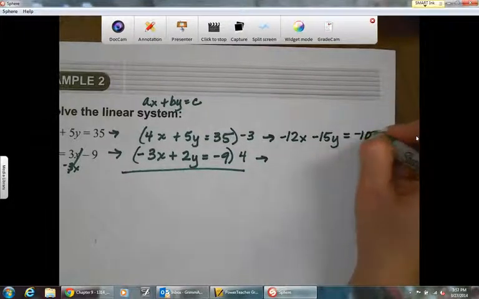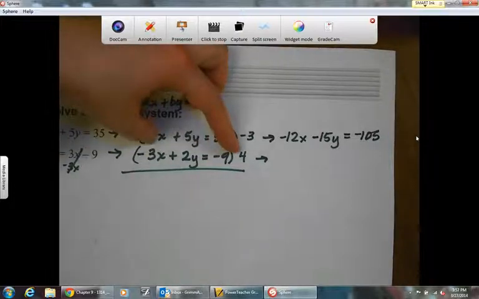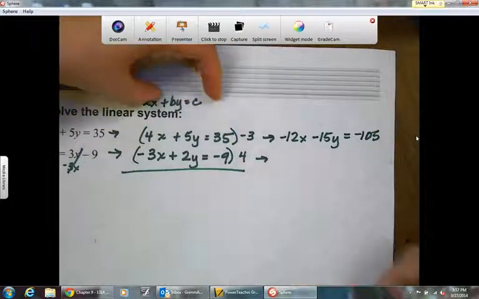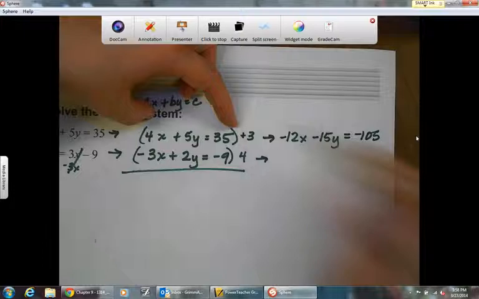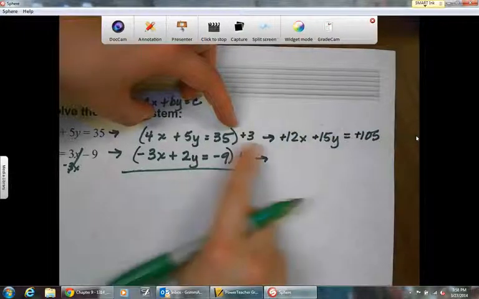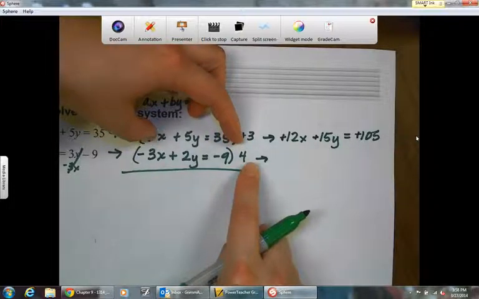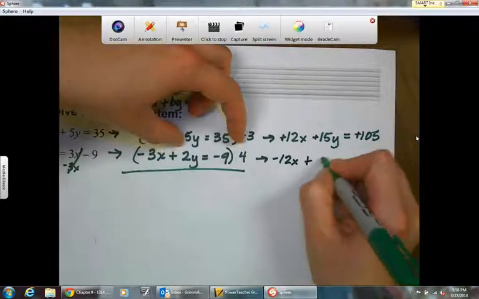All right, now I'm going to go to the next line. 4 times negative 3 is, oh, I'm sorry. Oh, you know what I did? I goofed, didn't I? I shouldn't have multiplied that through by a negative 3. I should have multiplied that through by a positive 3. So I'm going to change those signs real quick because this one was already negative. I just goofed. Sorry. All right, so 4 times negative 3 would be negative 12x, and plus 8y equals negative 36.